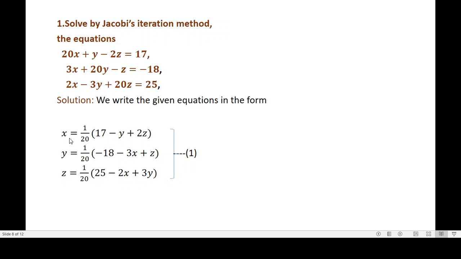So we have x, y, z. Now observe, initial approximation is not given. So assume x0 is equal to y0 is equal to z0 is equal to 0. It is not necessary to take 0, but if we take 0 the calculation becomes easy. That's why we consider x0 equal to y0 is equal to z0 equal to 0.